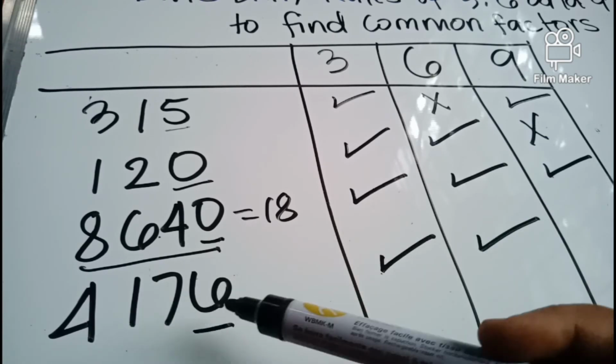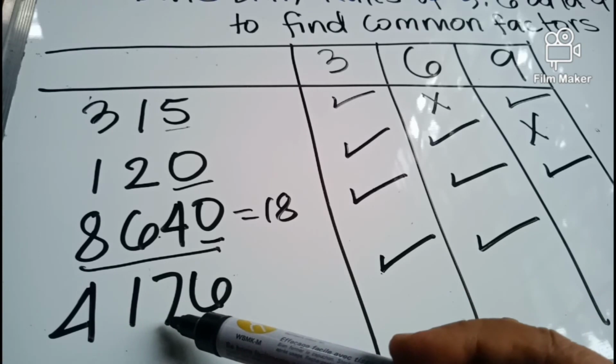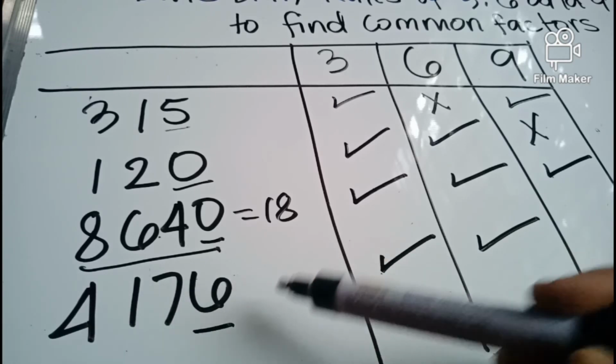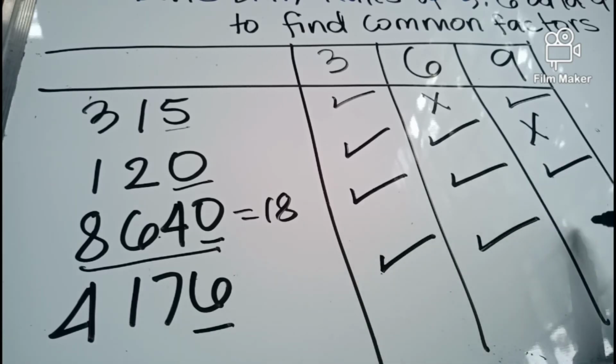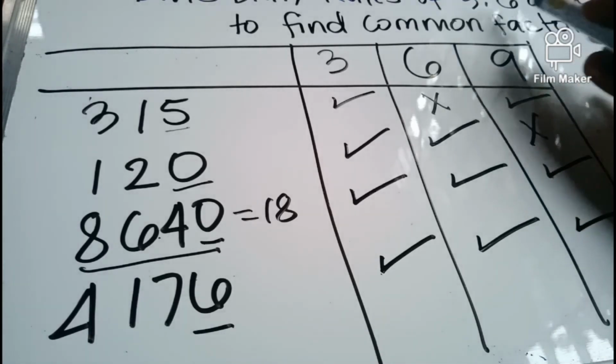And 18, add ko ulit, 4 plus 1 is 5, plus 7 is 12, plus 6 is 18. 18 is also divisible by 9. So, yan lamang po kasimple yung divisibility rules of 3, 6, and 9.